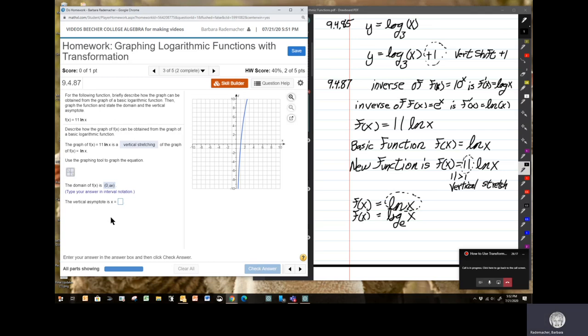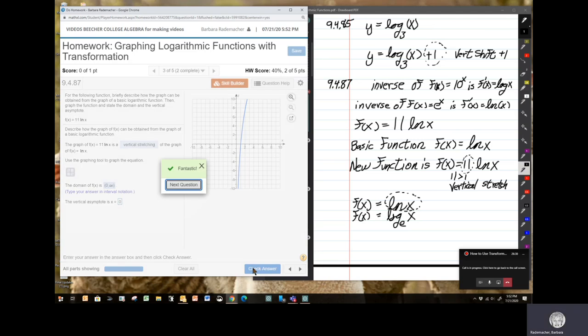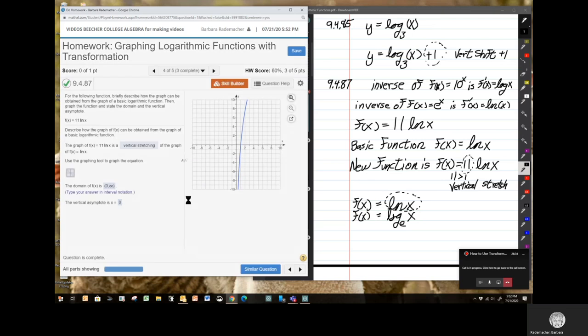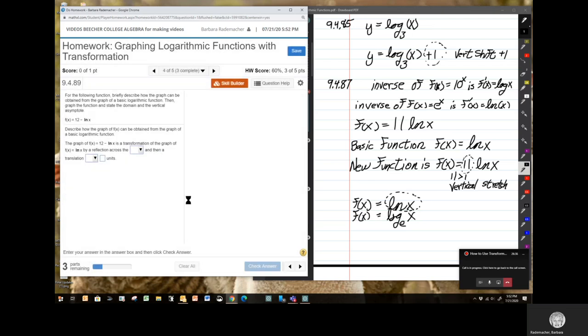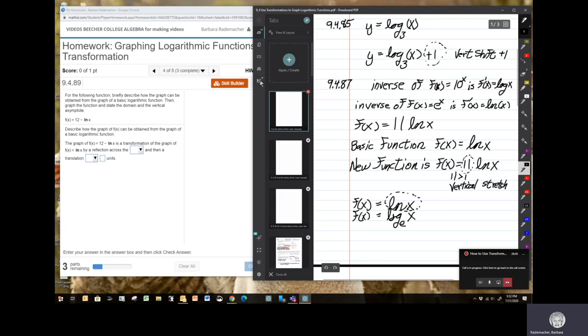All right, now the vertical asymptote is, there was no horizontal shift at all. So the vertical asymptote is still going to be x equals 0. Bravo for us. Okay, now we're getting something more interesting. We've got two to go, and our lazy days are over with. Let me save this document.